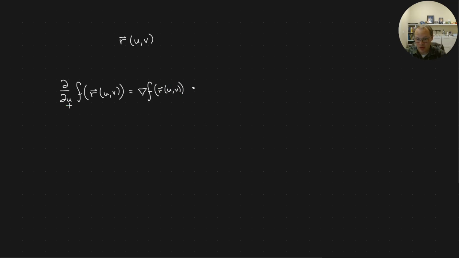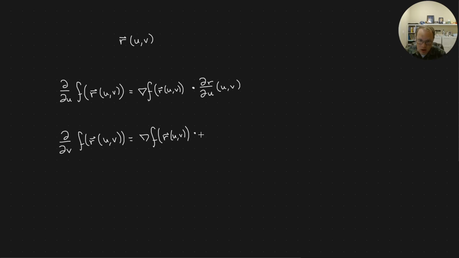I take the derivative, obviously, with respect to variable u. So the derivative of r with respect to u. And similarly, the partial derivative of f with respect to v will be the gradient of f dotted with the partial derivative of r with respect to variable v. Okay, notice the gradient will be the same in both cases.